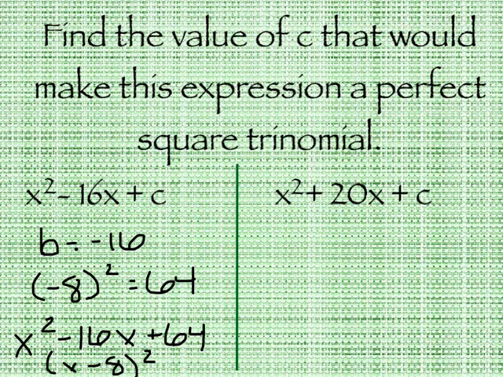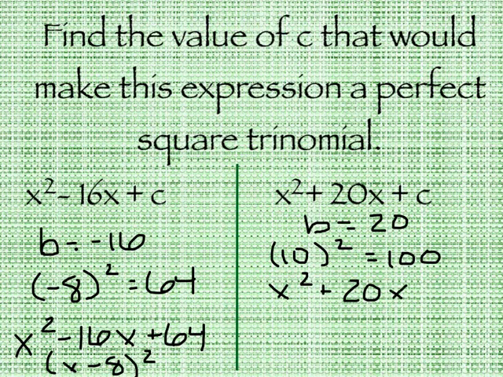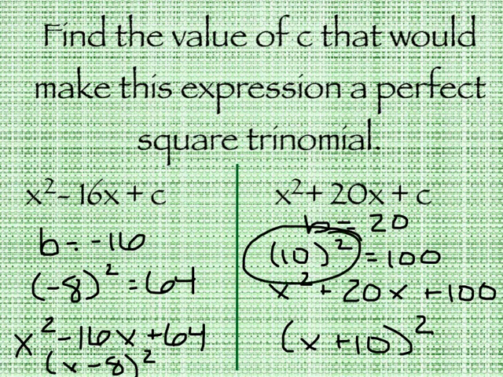Let's try the next one. X squared plus 20x plus c. Well, b equals 20. Half of b would be 10. We want to square that, and we will get 100. So that means c equals 100. X squared plus 20x plus 100. And again, if we wanted to factor that, we could go straight into x plus 10 squared. Now, where did I get that 10? Over here. Where did I get my negative 8? Over there. All right.